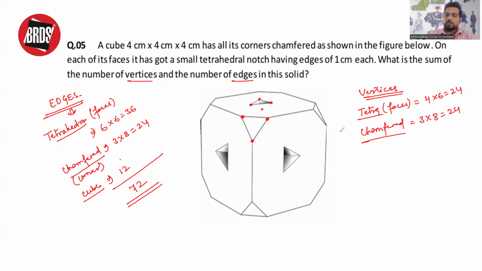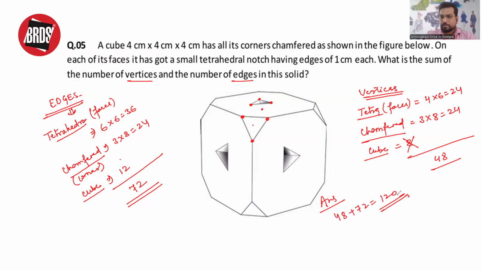Now the cube won't have its 8 corners. It won't be there, because the corners are already chamfered. There are no corners left of the cube. So the total vertices I have left is 48 in total. So the number of edges is 72, the number of vertices is 48. So the answer for the question would become 48 plus 72, which is 120.